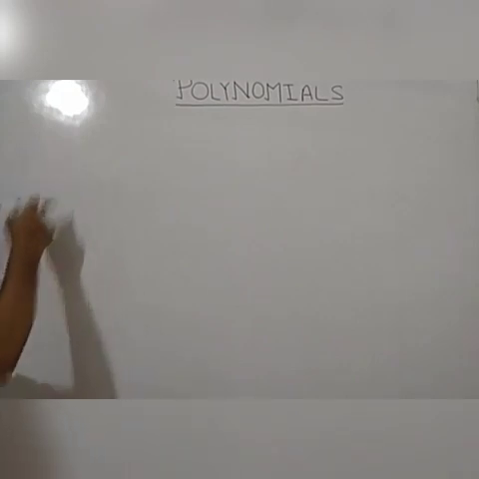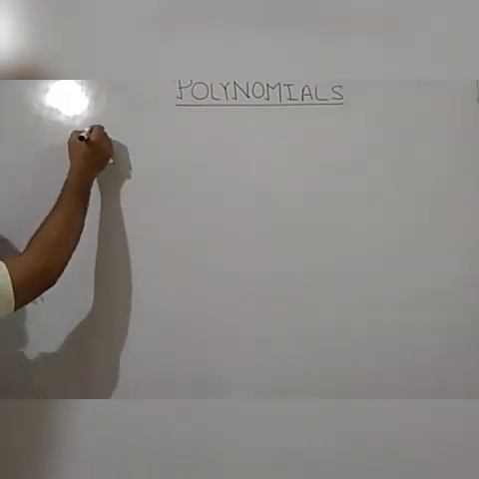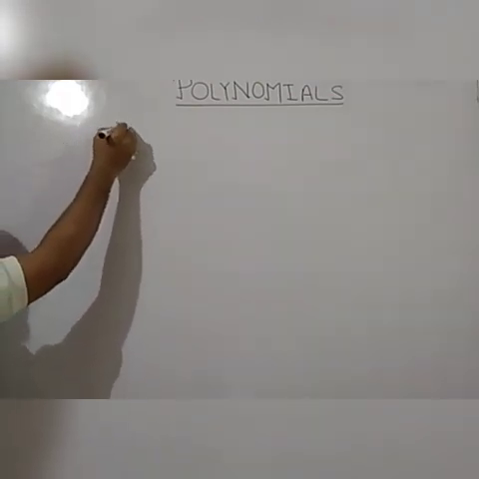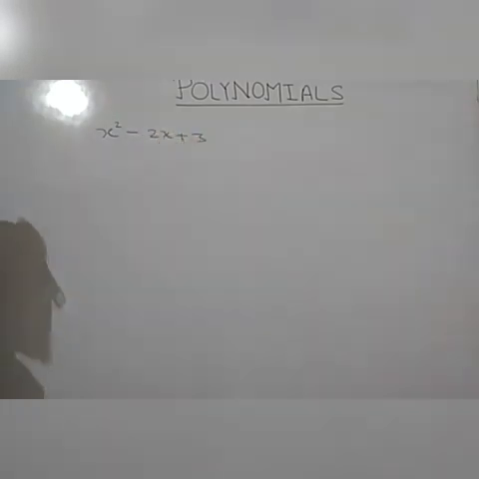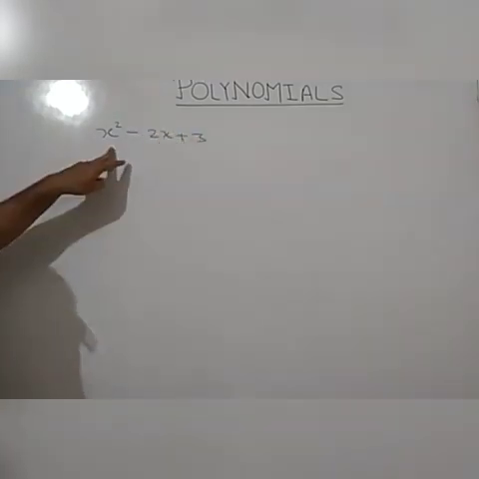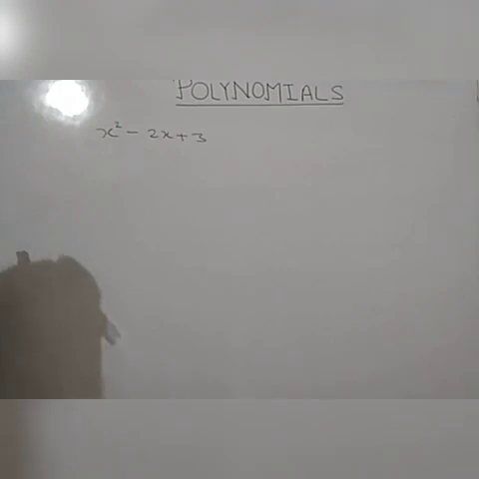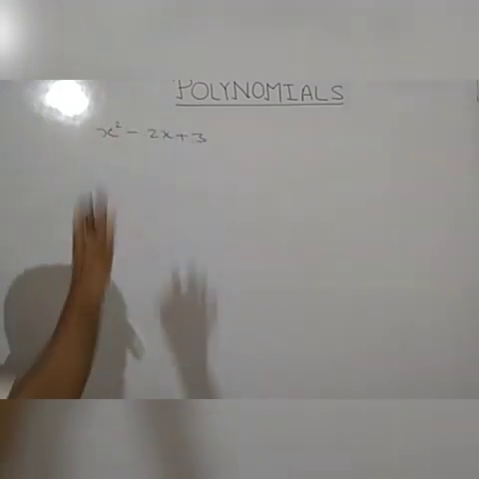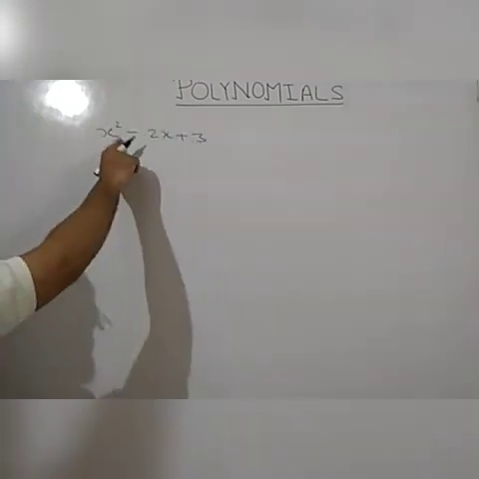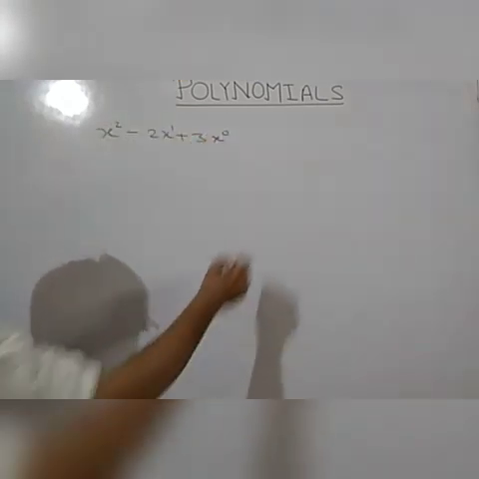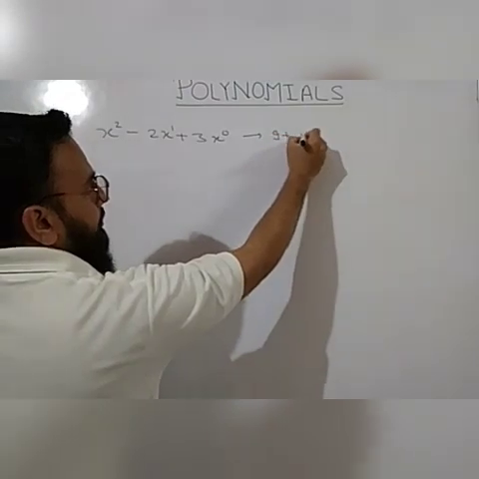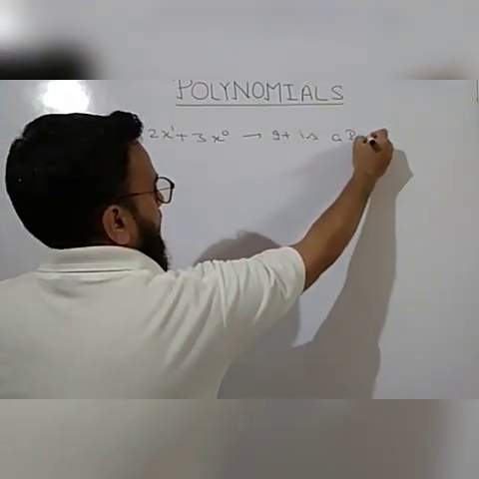Suppose we are given an algebraic expression in this form, x square minus 2x plus 3. We have to check whether it is a polynomial or not. So we will check the powers of the variable. The variable is x, power is 2, here the power is 1, here the power is 0. It means it is a polynomial.